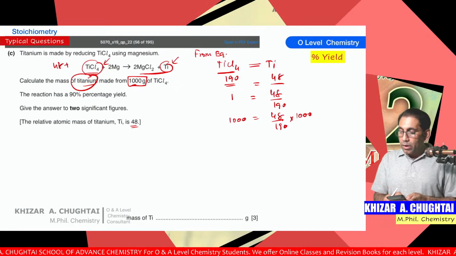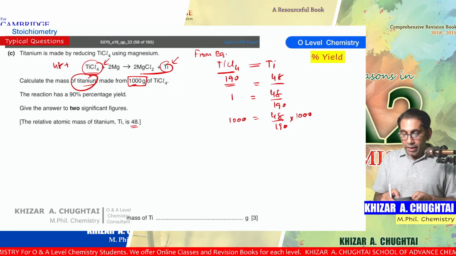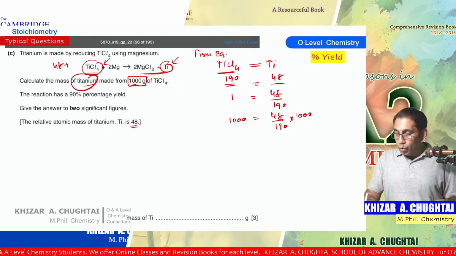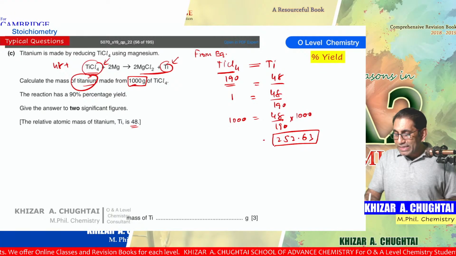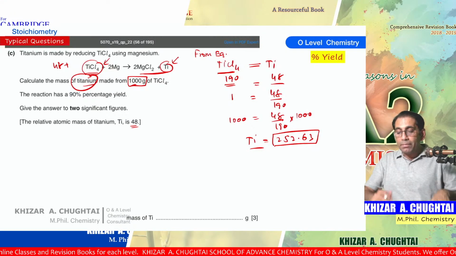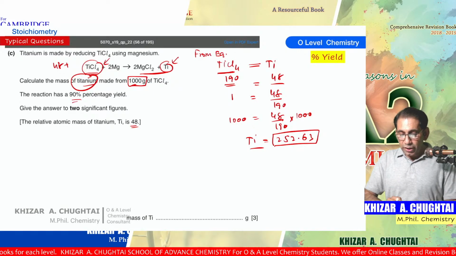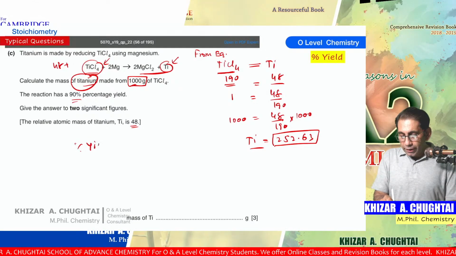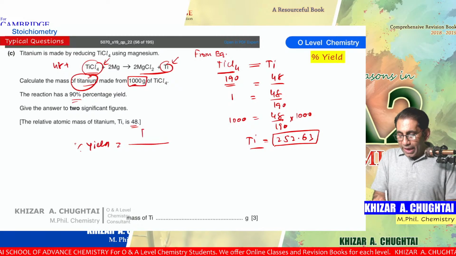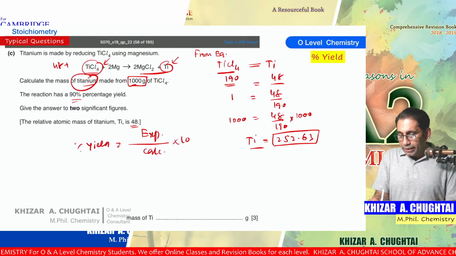48 over 190 multiplied by 1000. And here is the answer that is equal to 252.63. This is the maximum mass of titanium that can be made from this given data. Once again, as you know, here is the percentage yield indication. So I am going to write the percentage yield formula. Percentage yield is equal to experimental yield over calculated yield multiplied by 100.